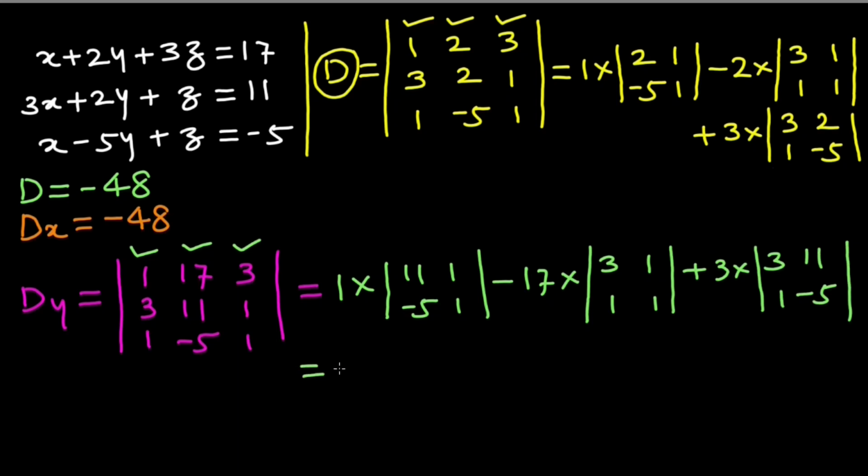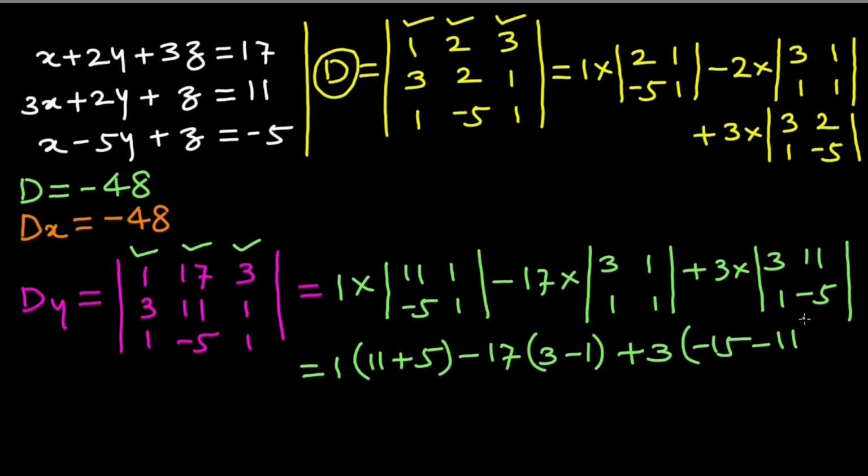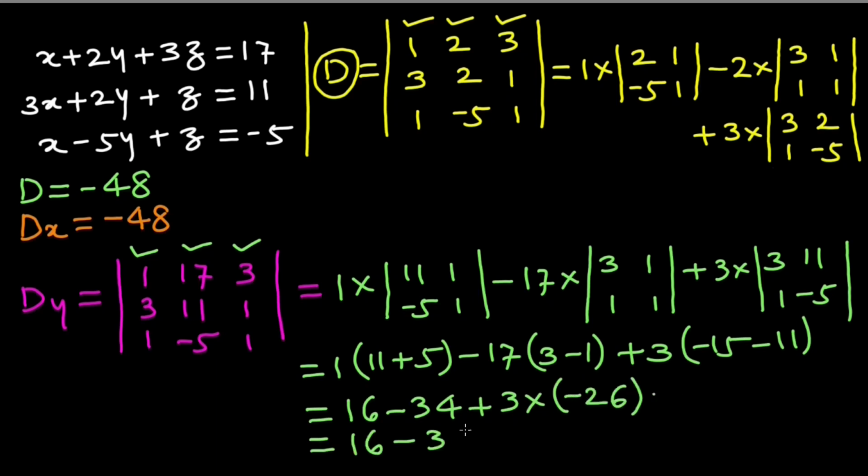It will be 1 multiplied by 11 plus 5, minus 17 multiplied by 3 minus 1, plus 3 multiplied by minus 15 minus 11, which will be 16 minus 34 plus 3 multiplied by minus 26, which will be 16 minus 34 minus 78, which will be minus 96. So the value of Dy will be minus 96.